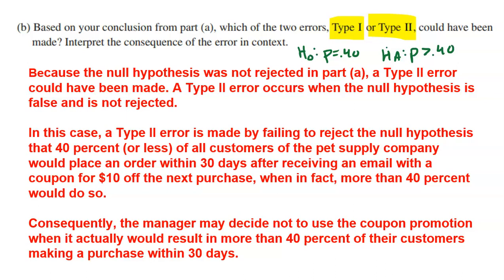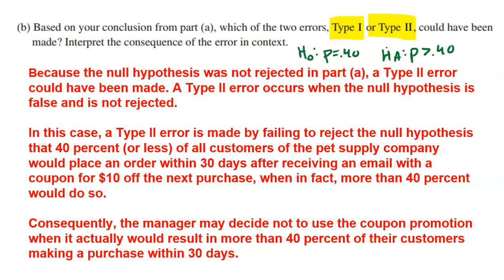So in this case, a type 2 error is made by failing to reject the null hypothesis that 40% or less of all customers of the pet supply company would place an order within 30 days after receiving an email with a coupon for $10 off the next purchase, when in fact it is more than 40%. So they wanted you to explain that we could be having a type 2 error here, not type 1. Type 1 occurs when you reject the null. Again, possibility of a type 1 occurs when you reject a null. And so I have to just explain that in context.